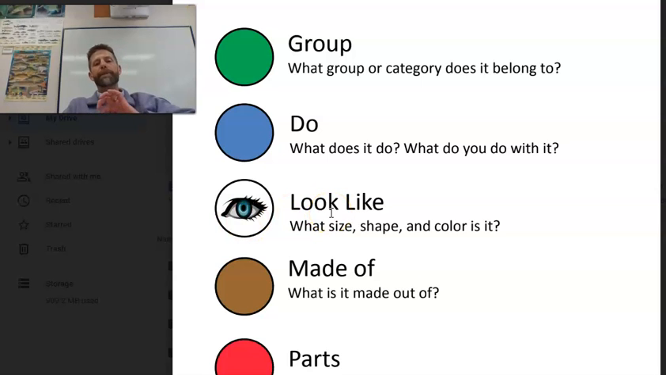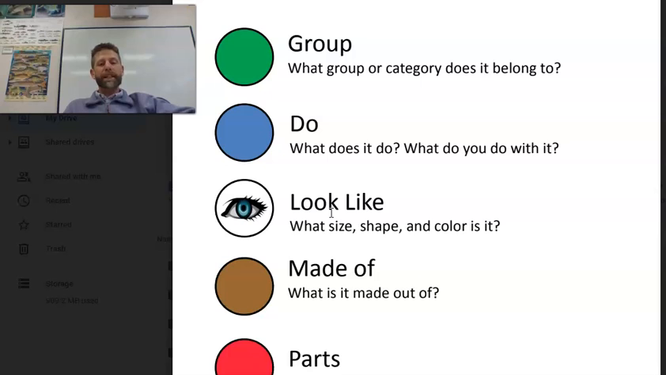Next up, the eyeball, what it looks like. We can describe things based on size, shape, color. If I was going to describe, say, a hammer, I would probably say that the size of it is like small to medium. The color of it, usually they have a wood handle, so they're brown. Silver head, whatever it looks like, we can describe it that way.